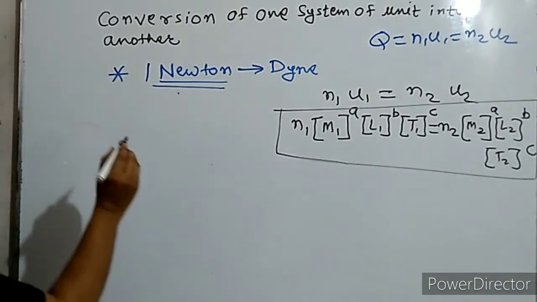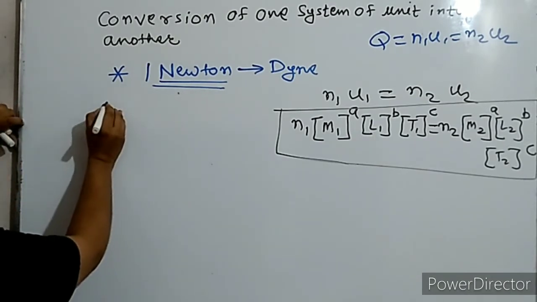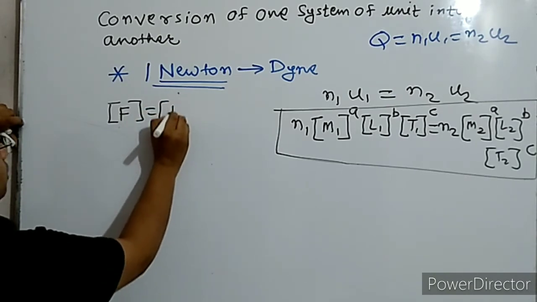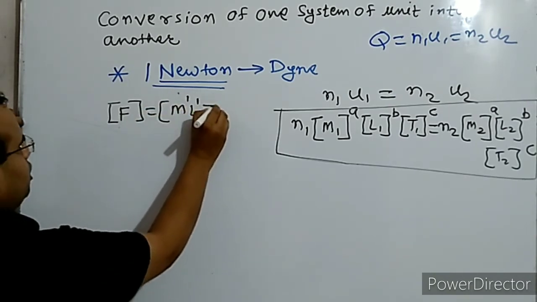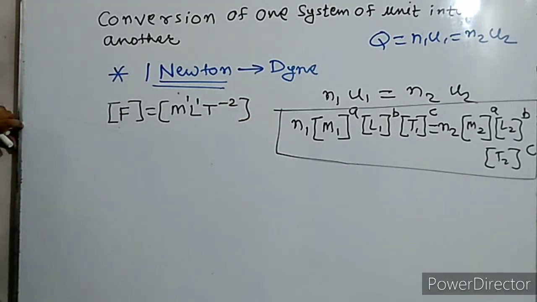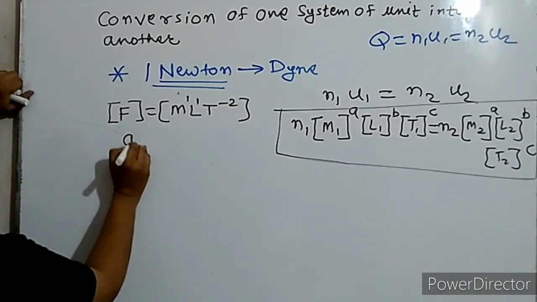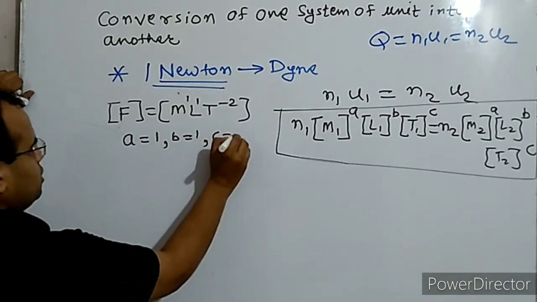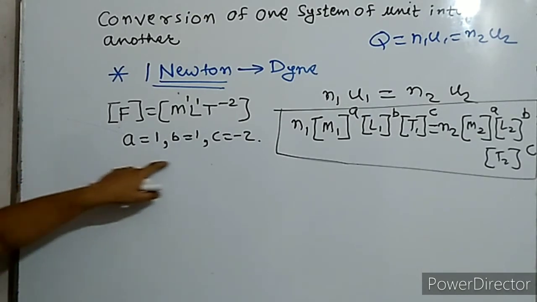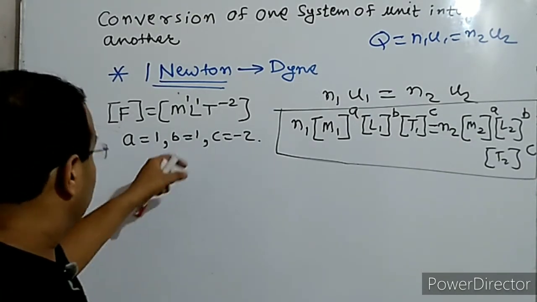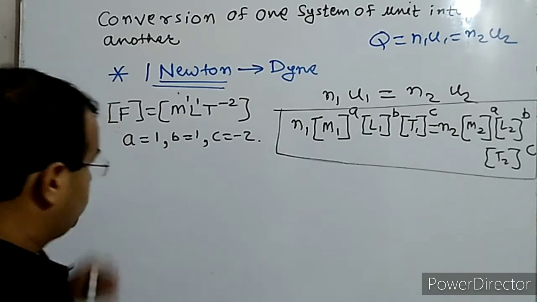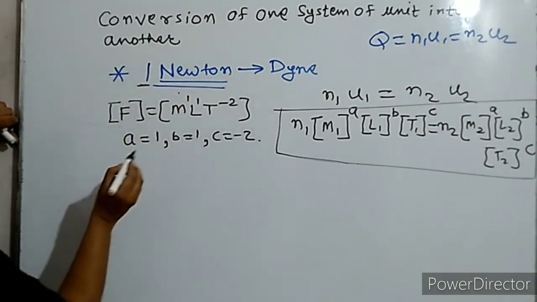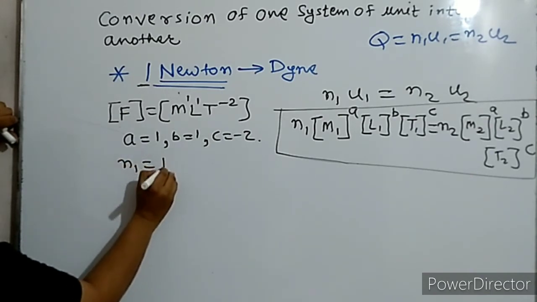Let us find this now. Because this is force, we can write the dimension of force, and the dimension of force is M1 L1 T to the power minus 2. Force equals mass into acceleration. Now A is equal to 1, B is equal to 1, and C is equal to minus 2. These are actually the dimensions of force. Now if we apply the formula, you have to convert 1 Newton into dyne. So N1 is equal to 1.